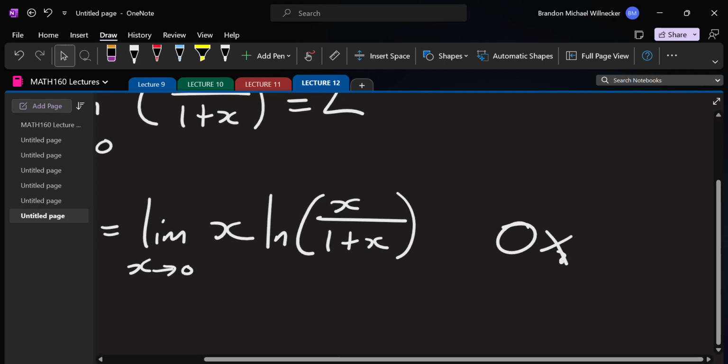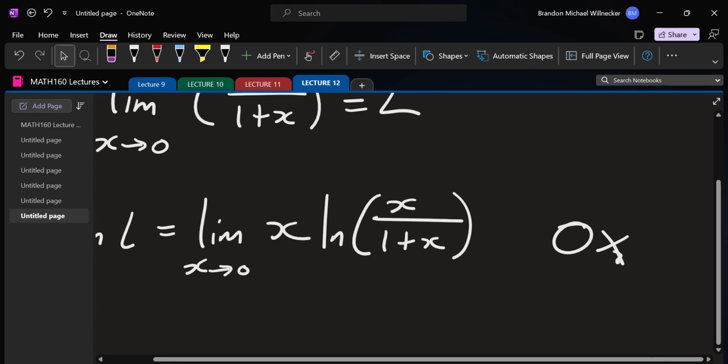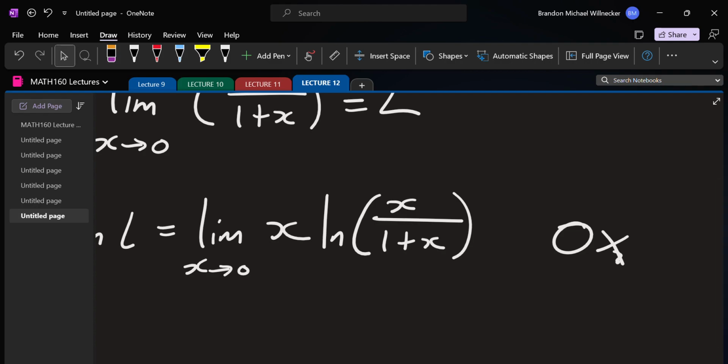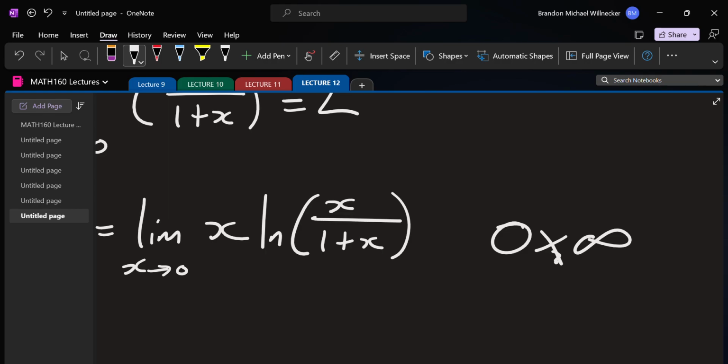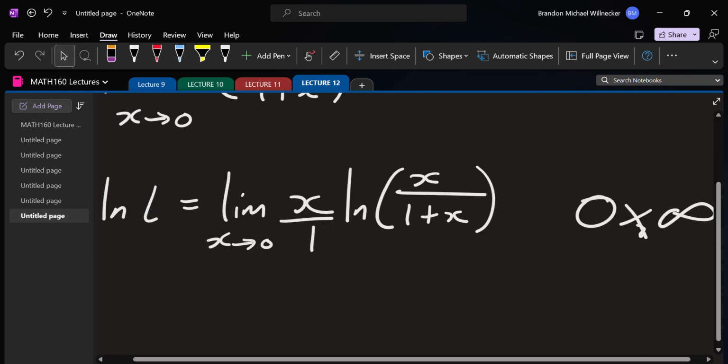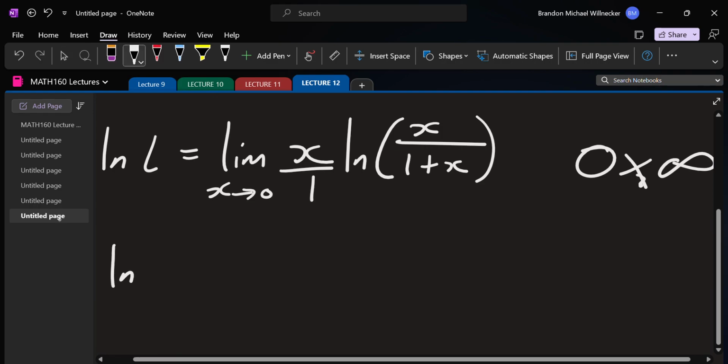What do we have here now? So in the front we have an x with x going to 0, so it's just 0, times the natural log, we're going to have a 0 over 1, so that's 0. The natural log of 0, that's going to be minus infinity, so we have type 0 times infinity. Okay, so we've changed the indeterminate form, but we still can't use L'Hopital's rule. It's still not 0 over 0 or infinity over infinity.